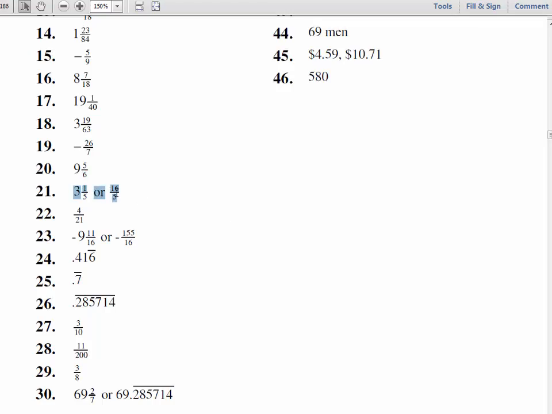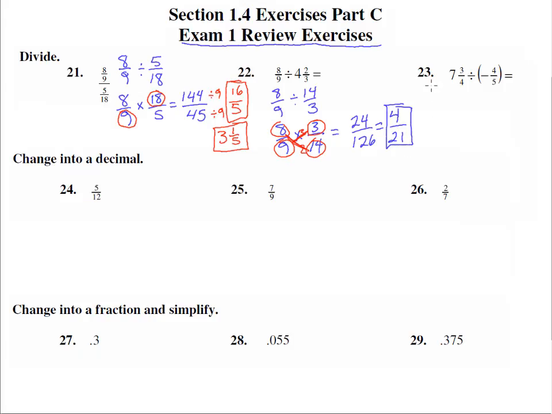Let's check our answers, make sure we're on the right path here. 3 1/5 or 16/5 for number 21, good. And number 22 gives us 4 over 21. Excellent.